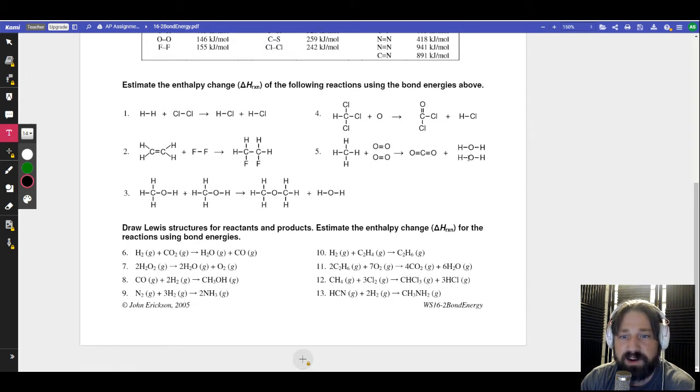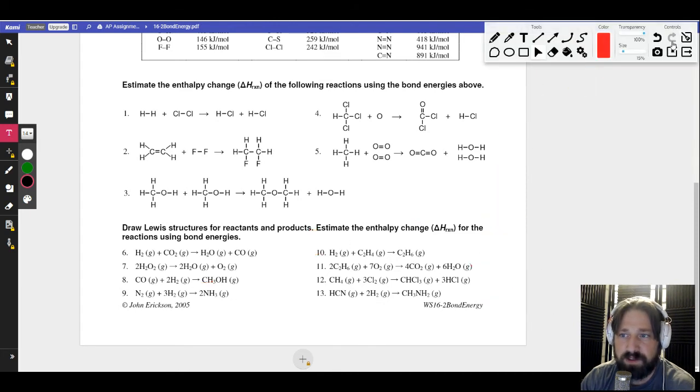This is nice and simple. They've already given you the Lewis structures. Oh, so nice for these first 5. These bottom 8, though, you're going to have to go through, draw out your Lewis structures, and then calculate what needs to be done. Okay. I'm going to just put this out here.